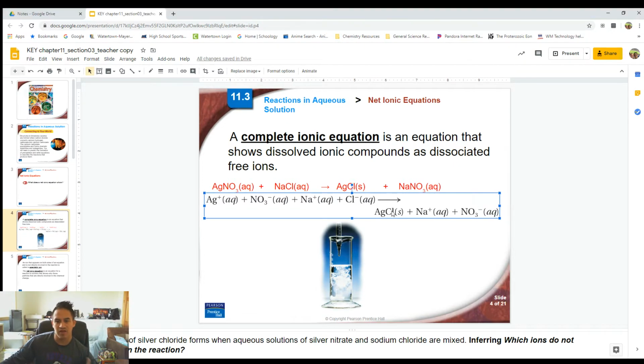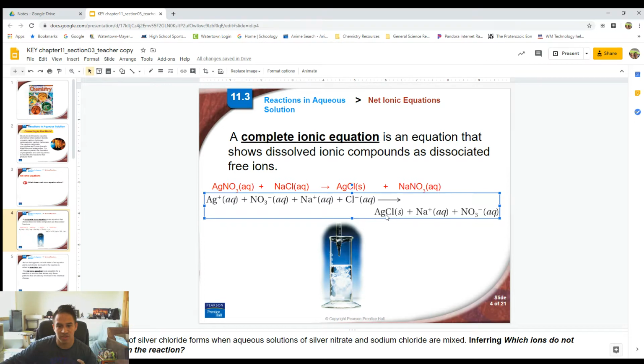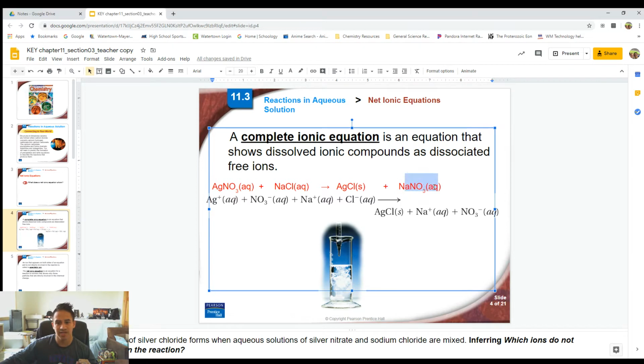Okay. On the product side, however, anything that is not aqueous would not be floating around as ions in water. It would be bonded together. So we write it as it is. So this silver chloride, which is a solid, we'll see is written here just as it is. Okay, they're not breaking the silver and the chloride apart, because in water they're not floating around as individual ions anymore, because they are bonded together in a compound that is insoluble. So it's not able to dissolve in the water. But the sodium nitrate is soluble.